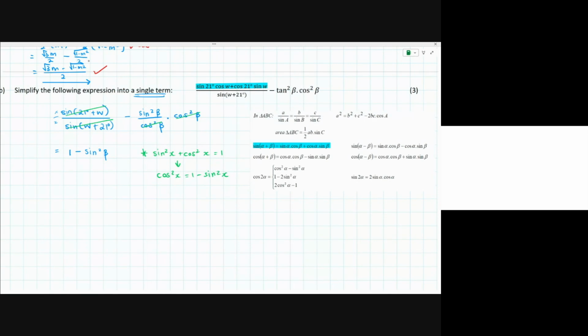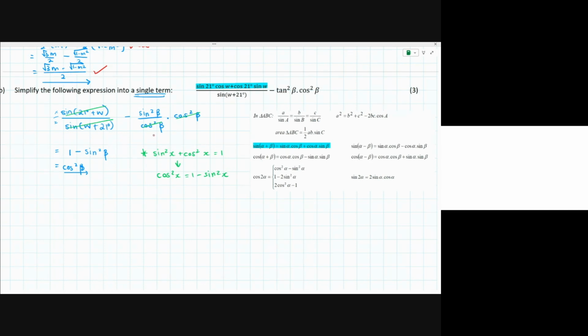And so this can then be simplified to that single term of cos squared beta. Weird looking beta, but anyways. All right, so I know I forgot the 1. That's where I went wrong. So just double check that. And then don't forget that it said a single term. 1 minus sine squared beta is 2 terms, so we need to make sure that we do actually simplify.